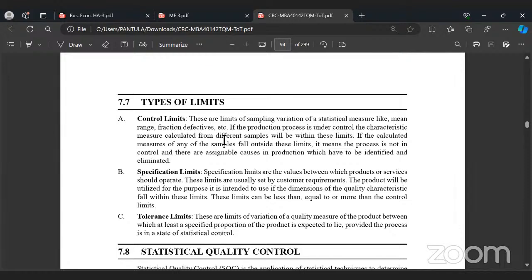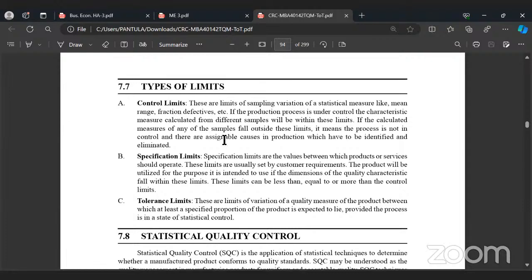What is meant by control limit? The limit is the sample variation of statistics like mean, range, fraction of defectives. So under the control, the characteristics measured and calculated from different samples will fall within these limits.